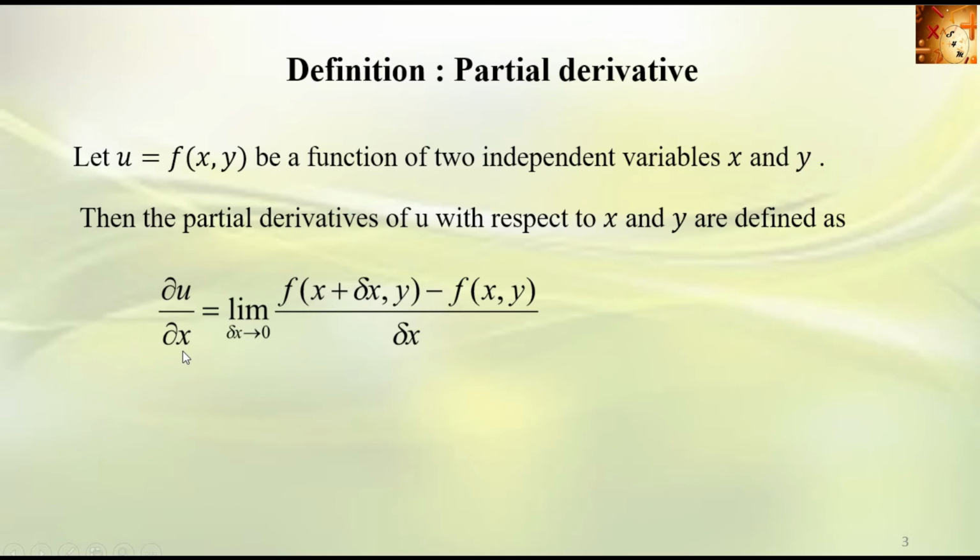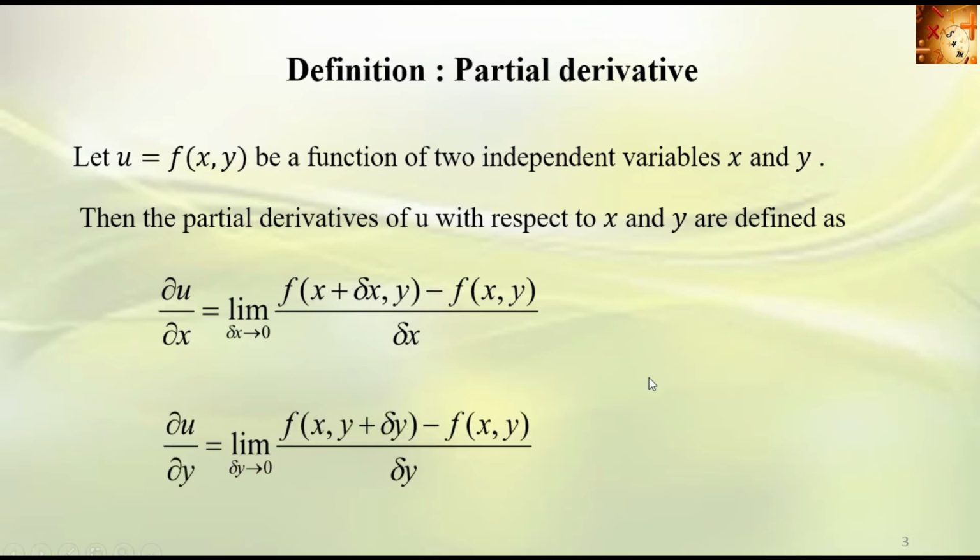Here we are not dealing with the total derivative because there is more than one independent variable. So the partial derivative notation is dou u by dou x is equal to limit delta x tending to 0 of f of x plus delta x comma y minus f of x y divided by delta x. This is the formal definition of partial derivative in terms of limits. Similarly, dou u by dou y equals limit delta y tending to 0 of f of x comma y plus delta y minus f of x y divided by delta y.